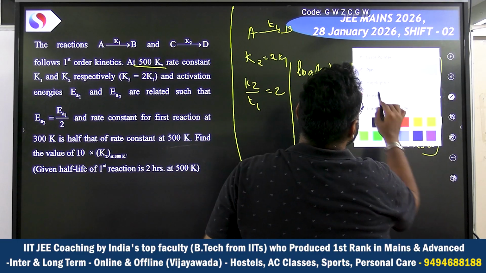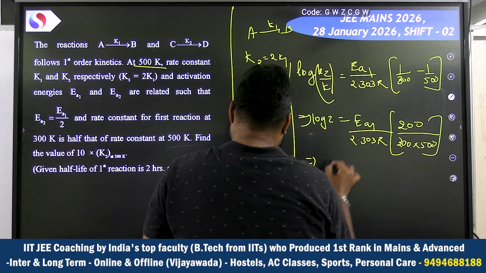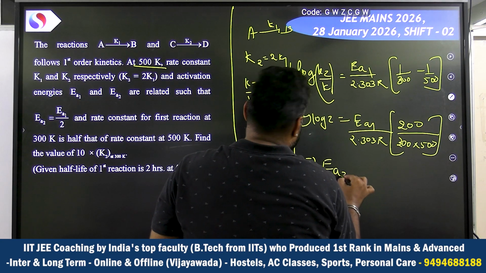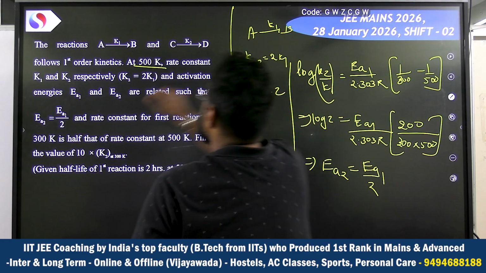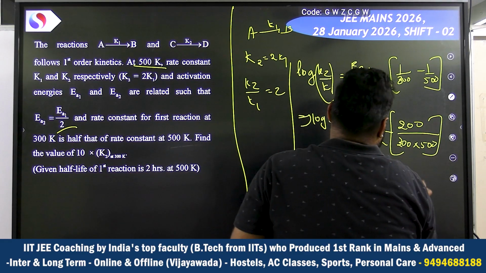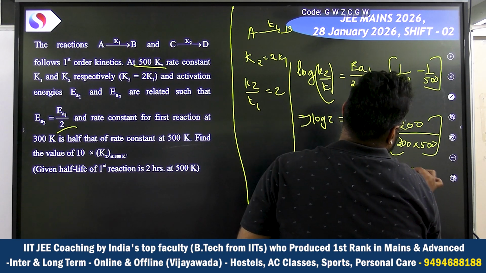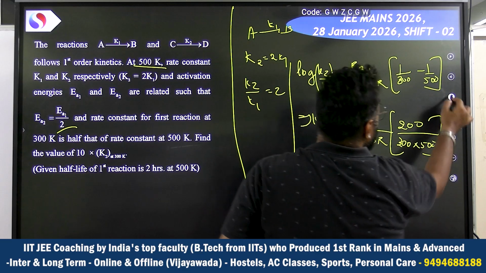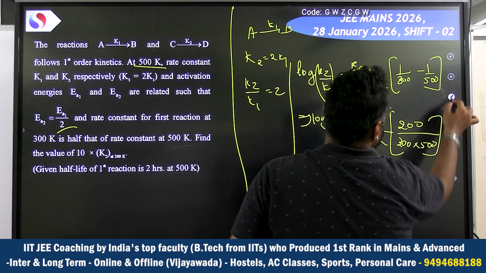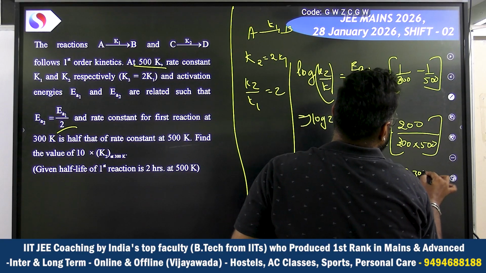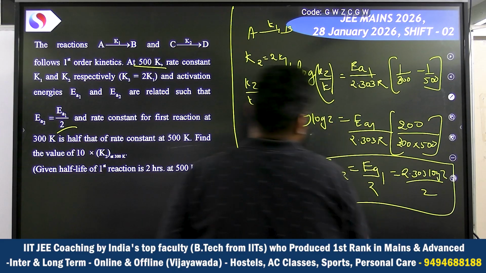On completely solving this, EA2 will be EA1 by 2, half, as given. So this will be how much? ln 2.303 into log 2 by 2. This will be EA2. Correct?